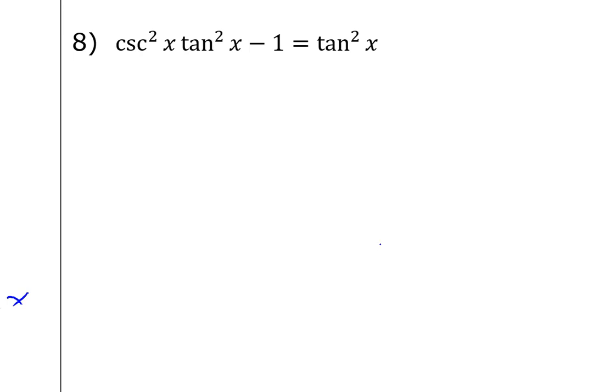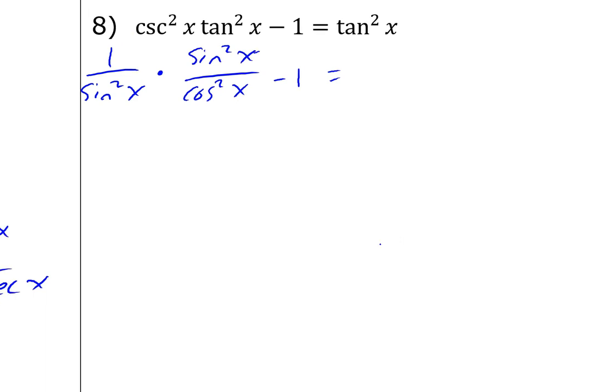Okay, my goodness. Let's go ahead and rewrite everything in terms of sine and cosine and just see what happens. Cosecant is the reciprocal of sine, so this will be 1 over sine squared. And then tangent is sine over cosine, so sine squared x over cosine squared x. And then minus 1. Hopefully when all the dust clears, it'll equal tangent squared x.